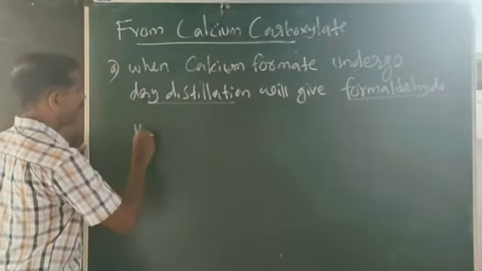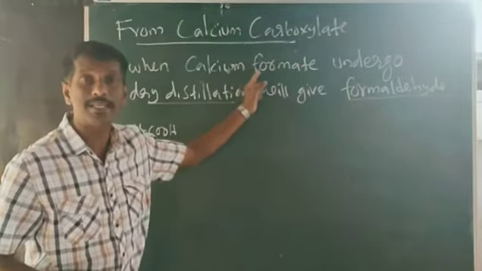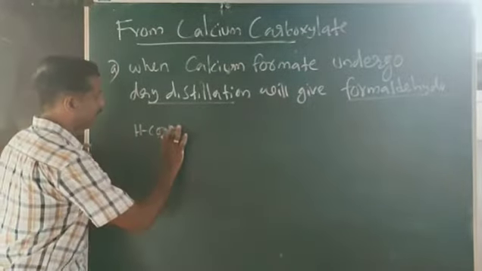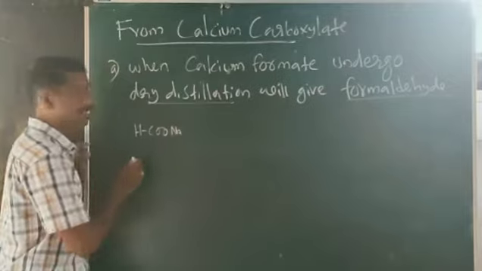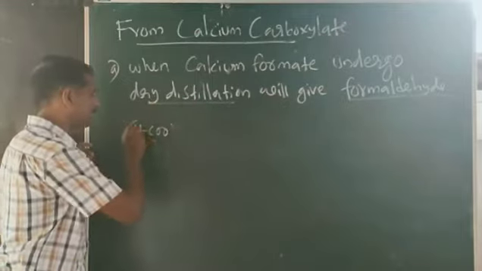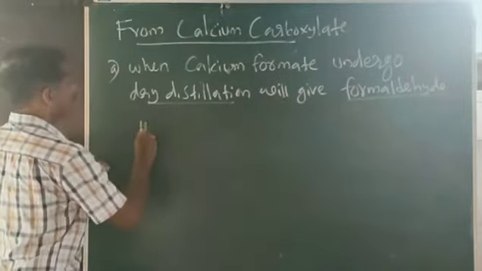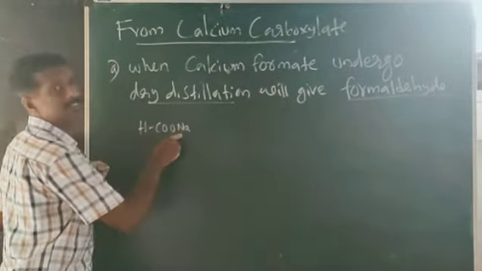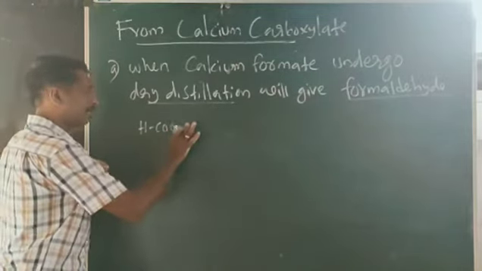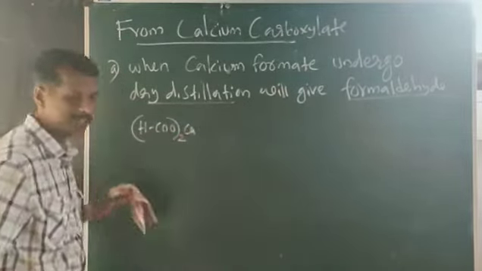What is formic acid? HCOOH. That means calcium salt of formic acid is known as calcium formate. If it is sodium formate, what is that? HCOONa. Sodium formate is HCOONa because sodium valence is 1. Since the valence of calcium is 2, what will we get? Since calcium is divalent, how will you write calcium formate? (HCOO)2Ca. This is calcium formate.